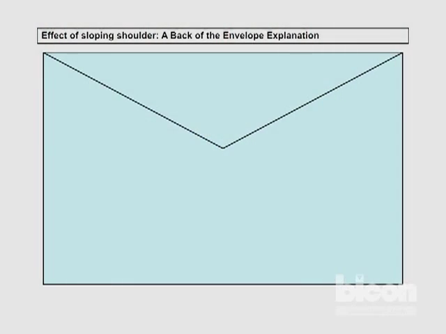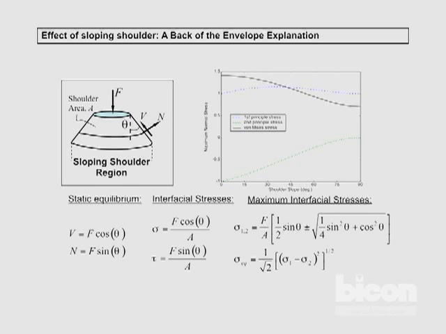So if we turn the envelope and we look at the statics equilibrium of what might be happening in this interface, this is the sloping shoulder of a Bicon implant, and this is the occlusal load coming down. And I'm making a gross assumption over here. I'm saying that all the load coming due to this force is perhaps shared only in the cortical region, and it causes this normal force and the shear force.